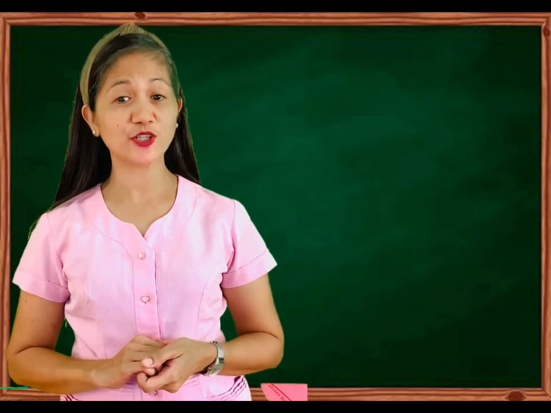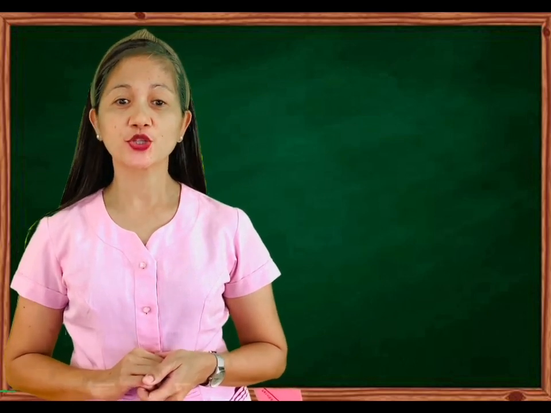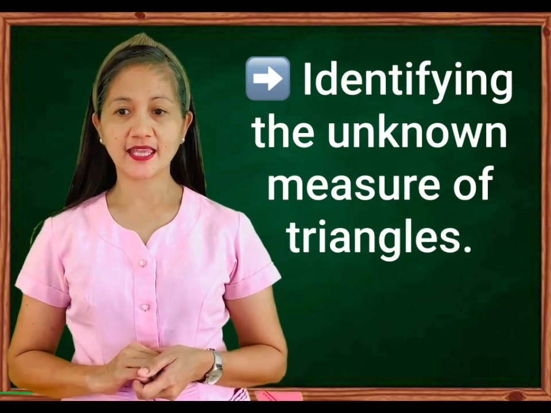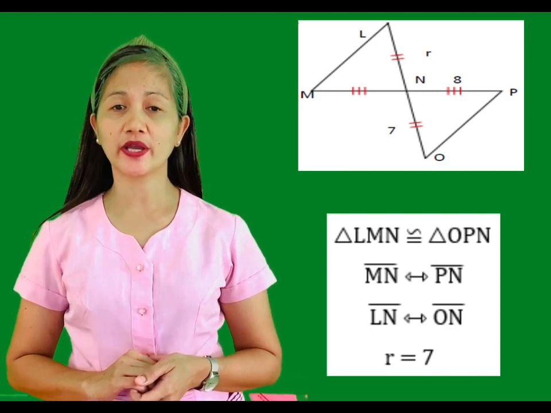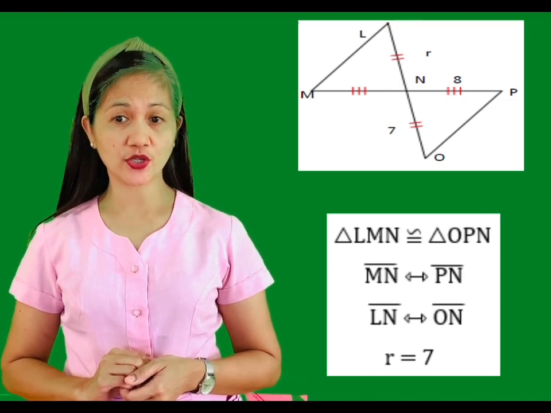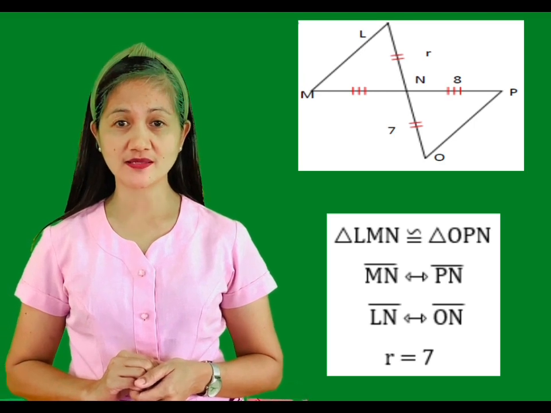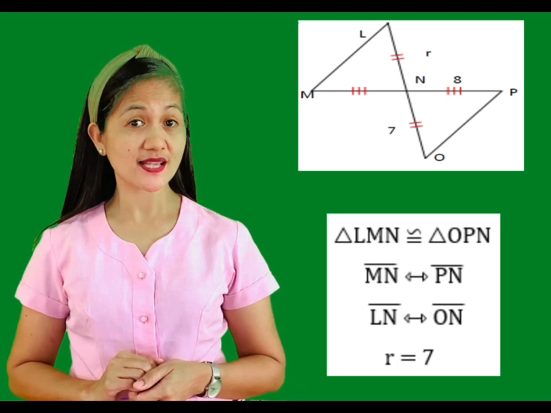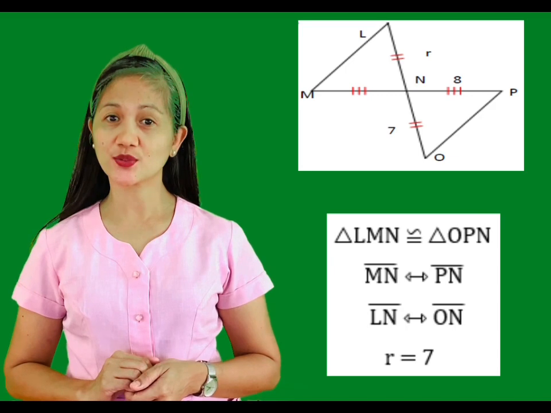Now that you learned how to identify the congruent parts of congruent triangles, let us now proceed to identifying the unknown measure in each given triangle. In this figure, triangle LMN is congruent to triangle OPN. As you can see, side MN corresponds to side PN. Side LN corresponds to side ON. Since side ON measures 7 units, therefore, side LN is also equal to 7 units.